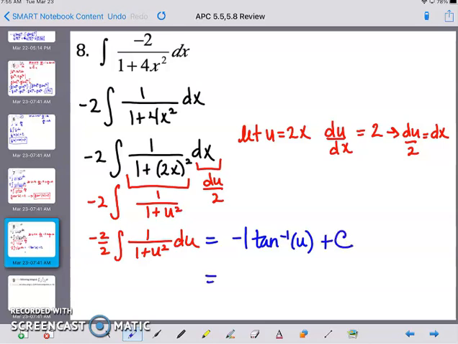And my last step, of course, is to plug in what we let u represent. So -1 times inverse tangent of 2x plus c is my final answer.